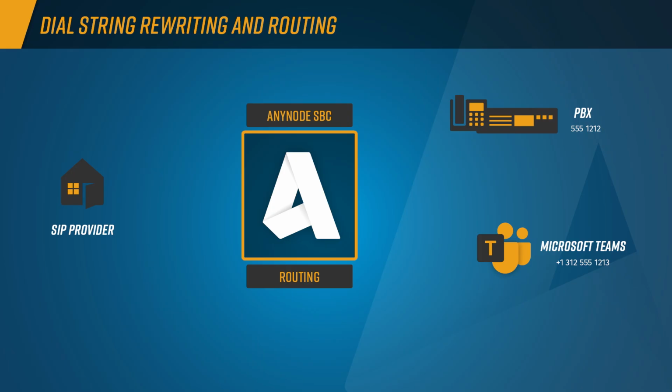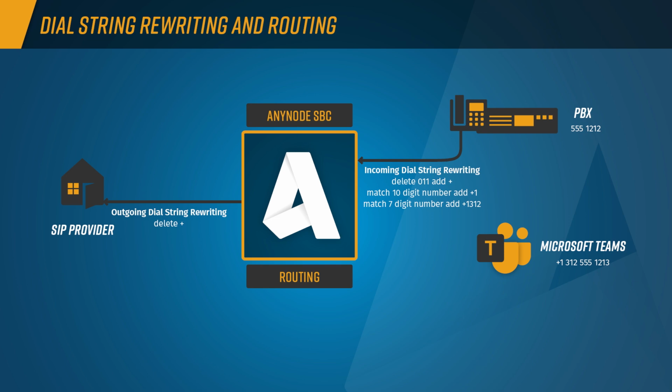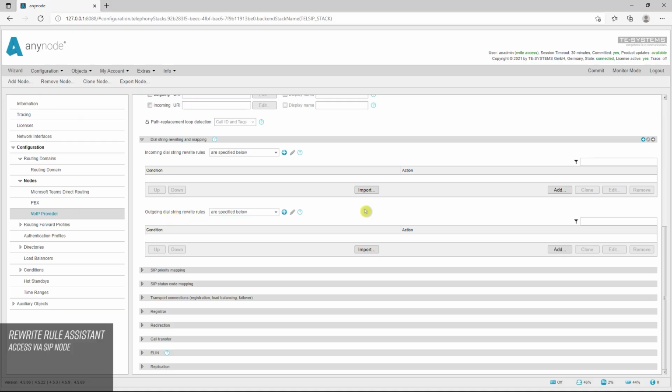So, if the PBX sends a message to the anynode, it is always an incoming message. When anynode sends a message to the other side, it is always an outgoing message. Press Add to start the rewrite rule assistant.